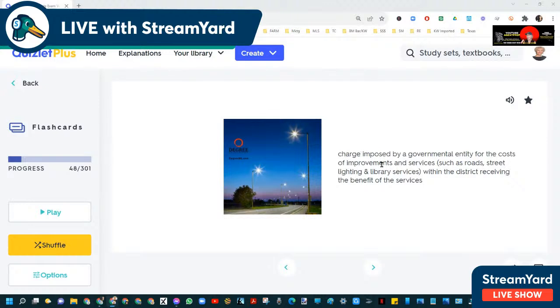So a charge imposed by a government entity, the county, the city, okay, for the cost of improvements and services, building roads, streets, curb and gutter, installing lighting, library services that we all have to pay for, okay, when we own property within a certain district. And that district is receiving the benefits of the services. The people who live in that district are receiving the benefits. Okay, so type your answer. So far, I've got property taxes.